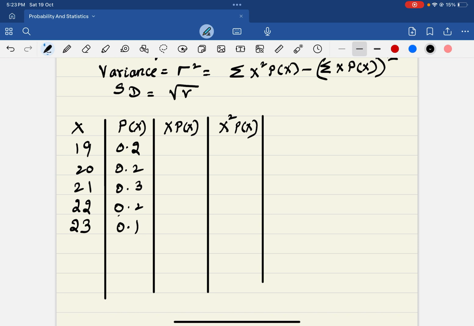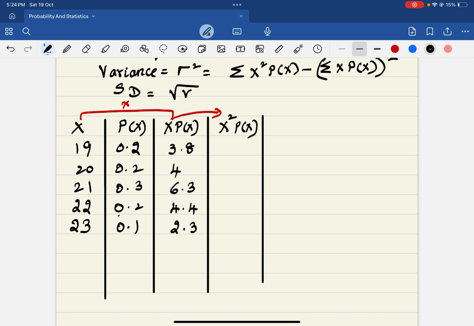Let us now take the product of 19 into 0.2, which is 3.8. 20 into 0.2 is 4. And then 21 into 0.3 is 6.3. 22 times 0.2 becomes 4.4, and this is 2.3, correct? And for sigma x square into p of x, what do we do for x square into p of x? You have to multiply x with x p of x, and that gives you this value, right?